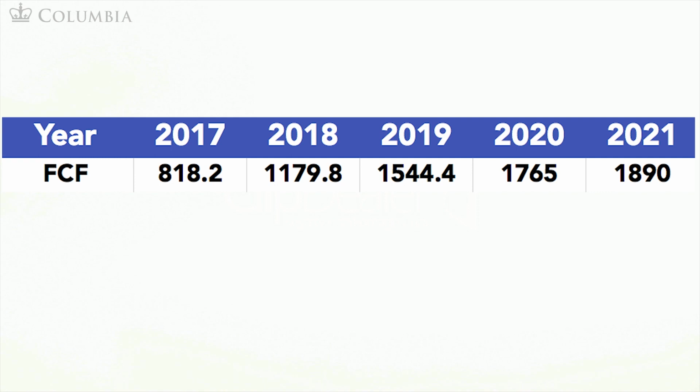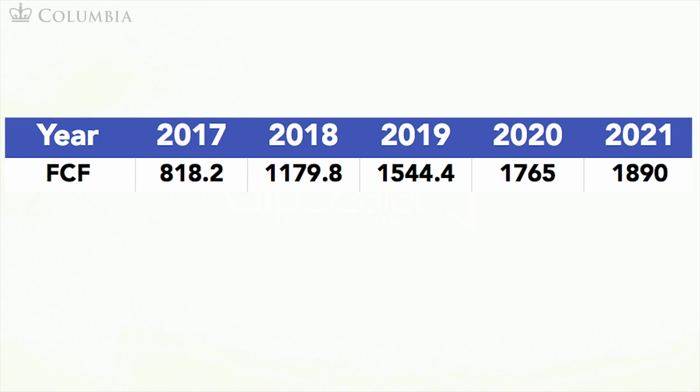The table shows the free cash flows for XYZ Corporation. Assume that the free cash flows will grow at 5% from 2021 on. We want to compute the present value as of 2016 of the free cash flows. That is, the value of operations for XYZ, assuming a cost of capital of 15%.